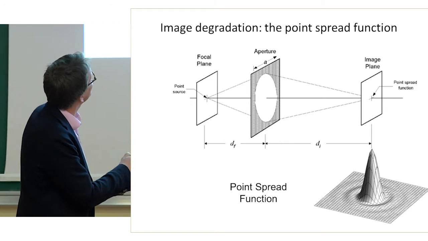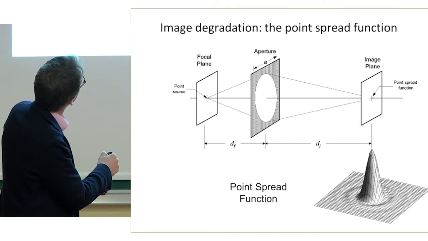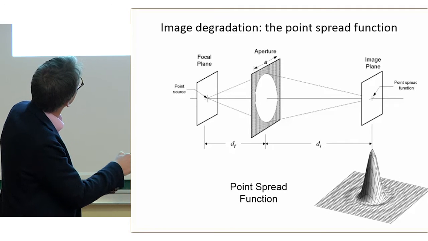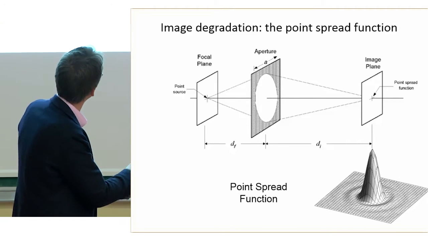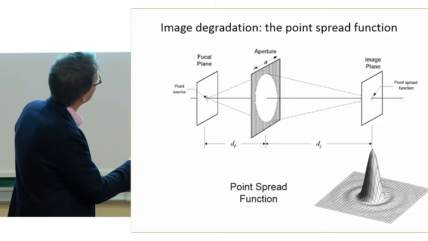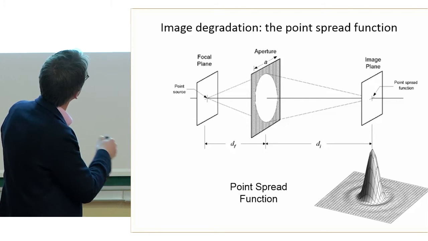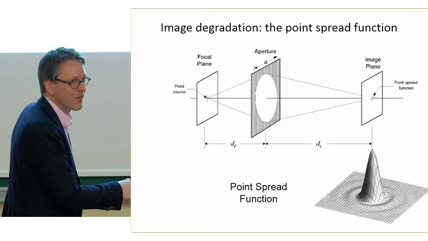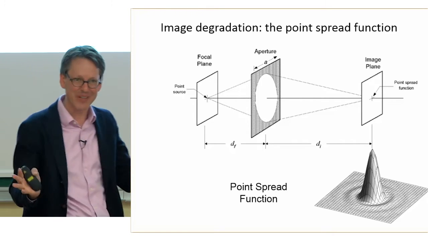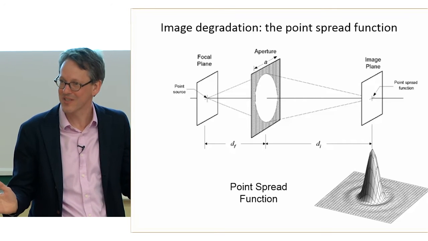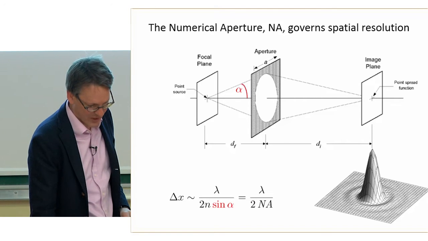So what you have to remember then is if I take a point, I image it through a lens onto an image, then that point will not be a perfect image of that point. It will be spread out. Right? I've degraded it because I'm only sampling a finite amount of the spatial frequencies of the object.